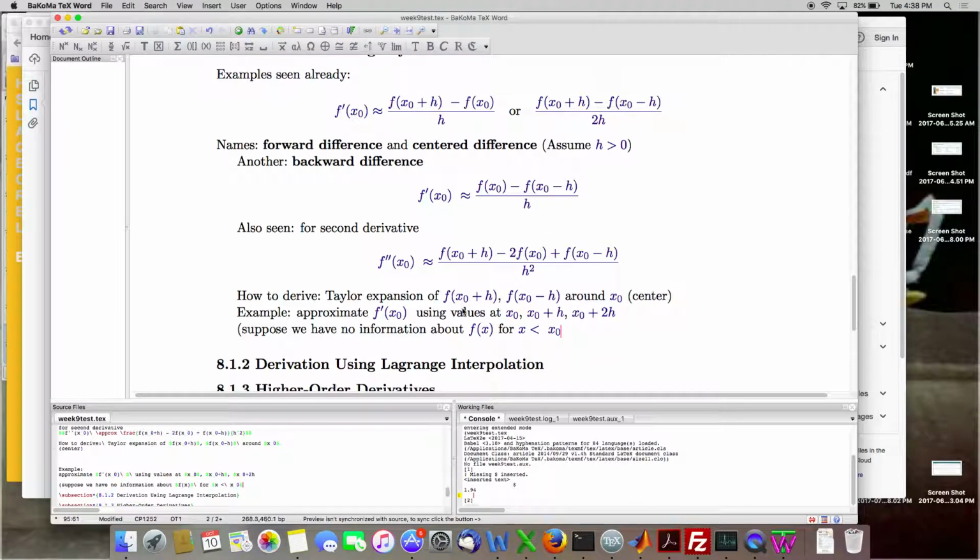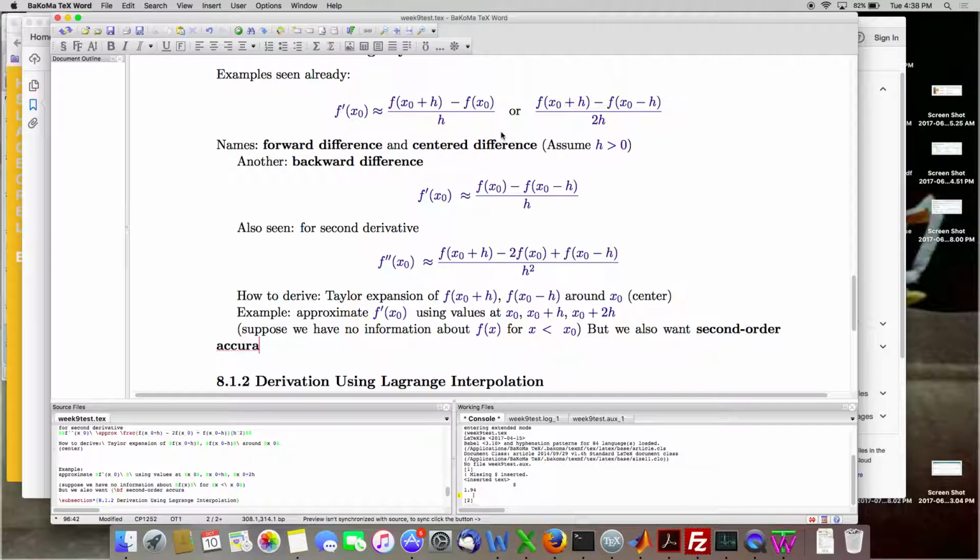So if we don't have any information about f for x less than x naught, like if we can't get the value of x naught minus h, because maybe you only have values of f at specific points, and you want a derivative at the leftmost boundary of whatever domain you're working with, then you need something like this. Now you could use a forward difference. But we want higher accuracy, second order accuracy.